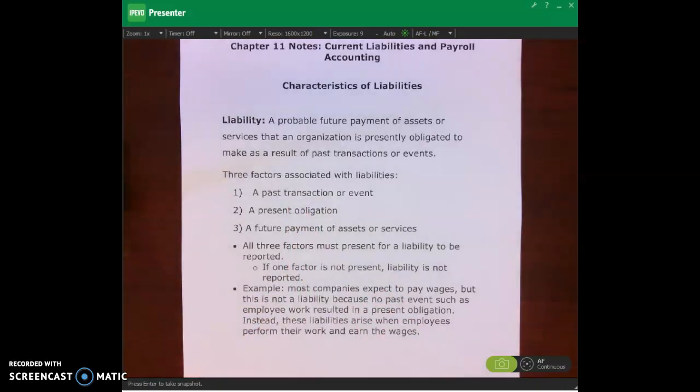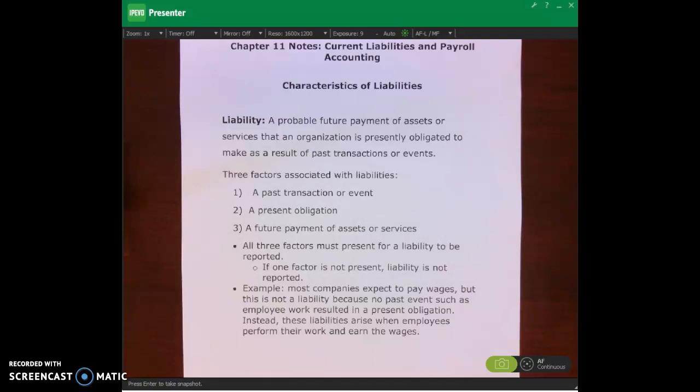First, there's a past transaction. Okay? And then because of that past transaction, there's a present obligation. And then that present obligation that we have is for future payments of assets or services, okay? We have to have all three factors for a liability to be reported. So let's think about this in terms of the concept of my mortgage. That's a good way to put it into context, okay?